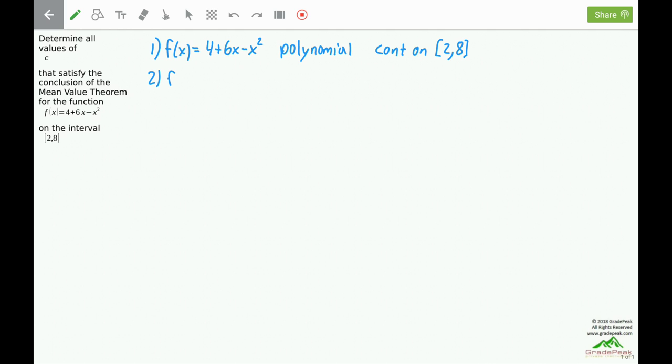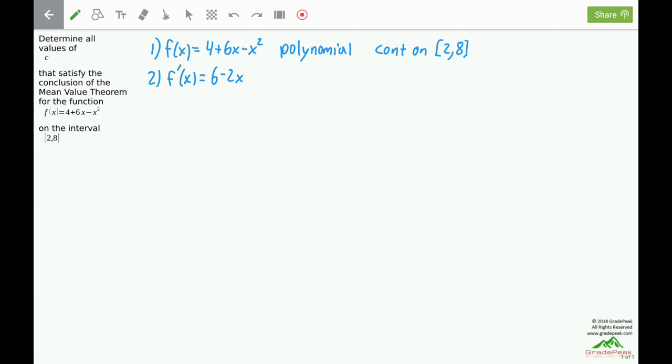Condition 2, the derivative. F prime of x. First term constant, derivative 0. Second term constant times x, derivative is the constant. Third term power rule, bring down the power, multiply with the negative 1, subtract 1 from the power. The derivative has to be continuous. It's called differentiable on the open interval.